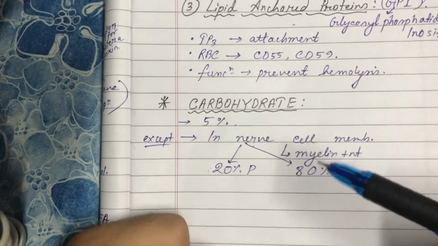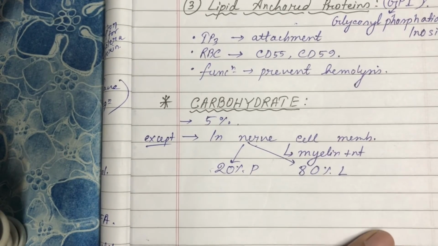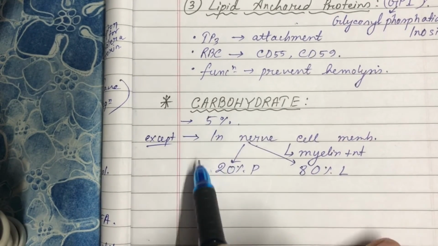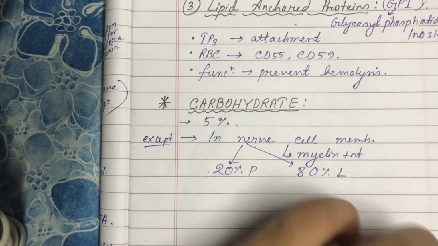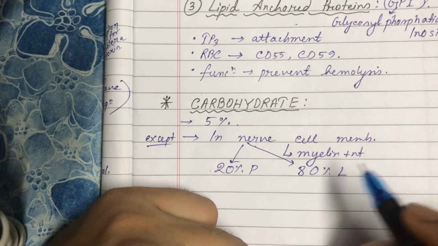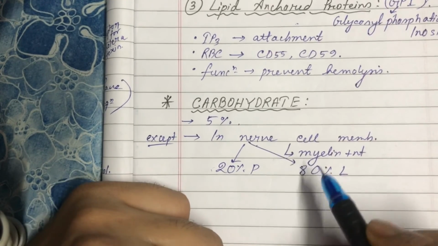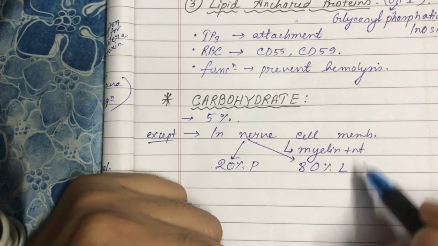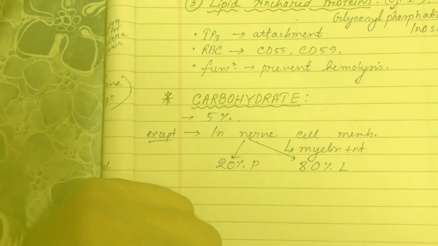Now let's see the carbohydrates. The carbohydrates are the least in quantity in the cell membrane, only 5%. Here you can see one exception. Basically we have seen that 55% is protein and lipid is 40%. But in the nerve cell membrane we find 20% protein but 80% lipid. So this is one kind of exception. Okay, that's all.